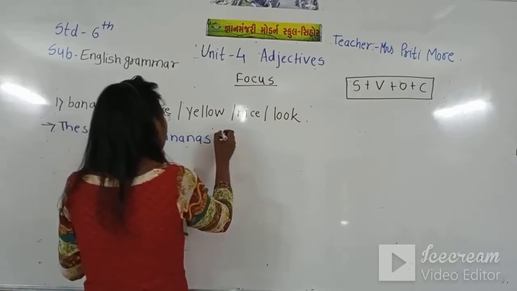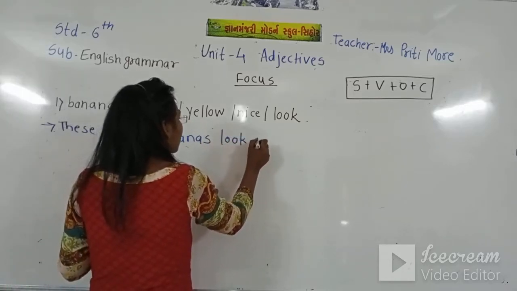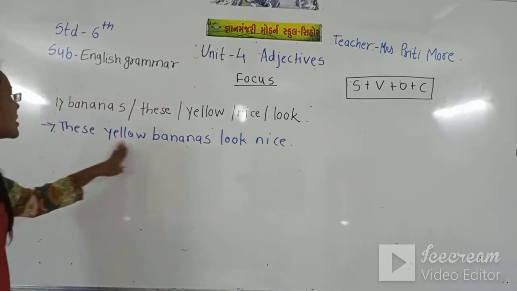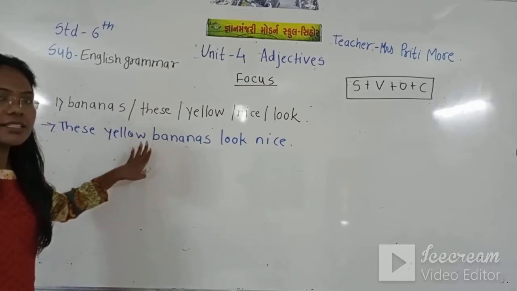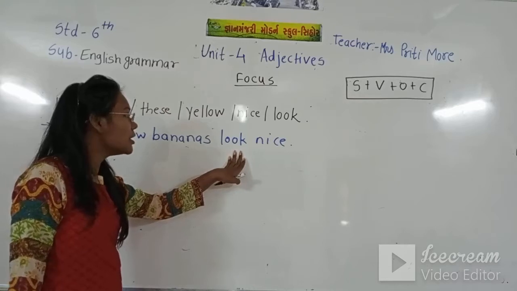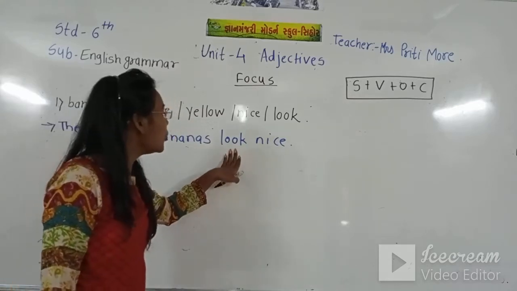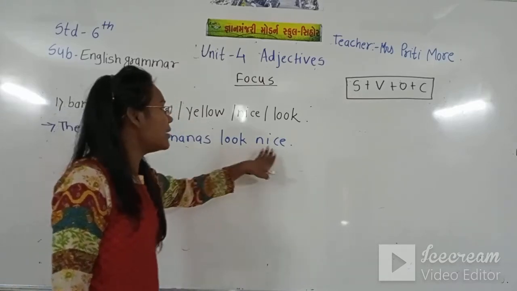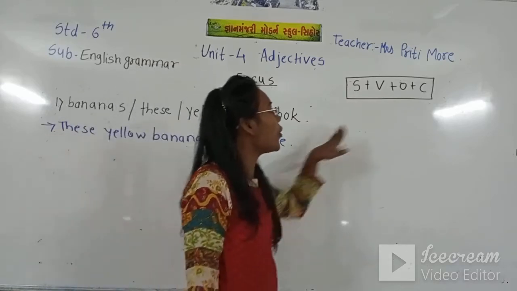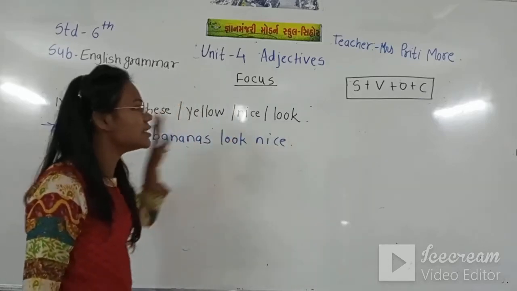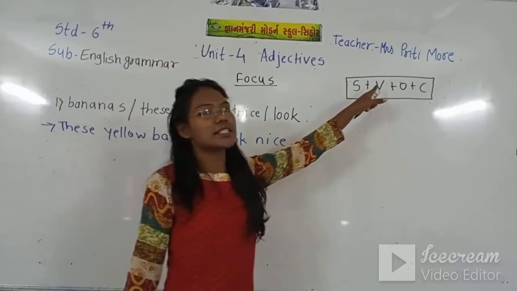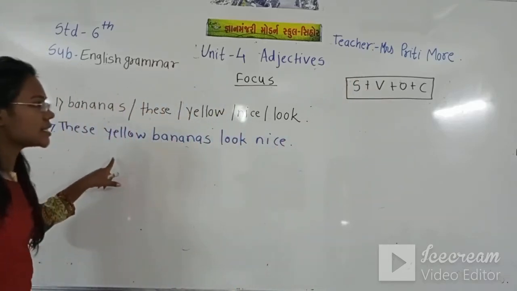look nice. Now see, this is our subject, this yellow banana. This is the noun. Look means dikhna. So look is our verb and nice is a complement. So in this sentence there was no need of the object, the complement is written directly. So this sentence completely fits this structure and this is the assertive sentence.